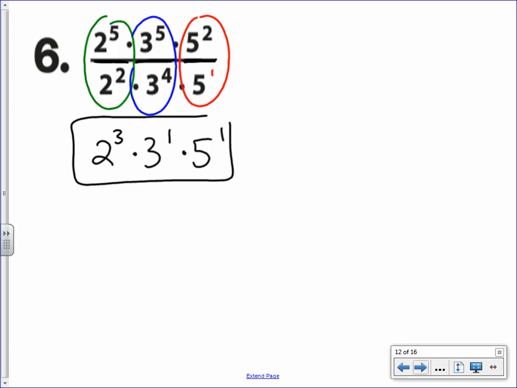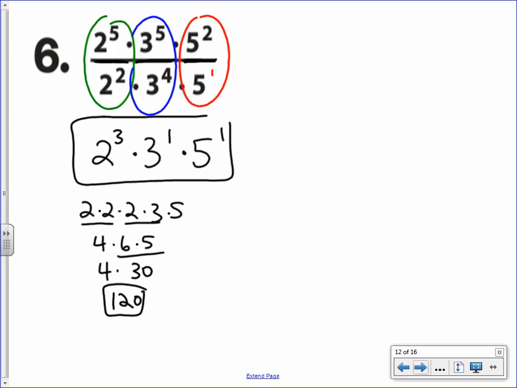If they want us to finish it up and evaluate it, I have 2 times 2 times 2 times 3 times 5. 4 times 6 times 5. 6 times 5 is 30. 4 times 3 is 12, and add your 0. Standard form, exponential form. Not sure of your rules? No problem. 5 2s.